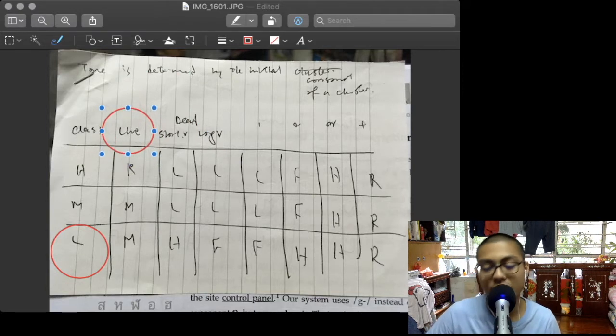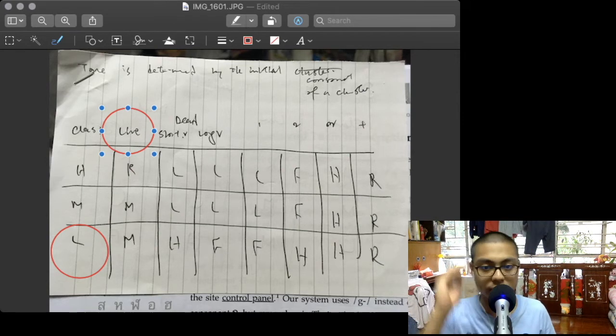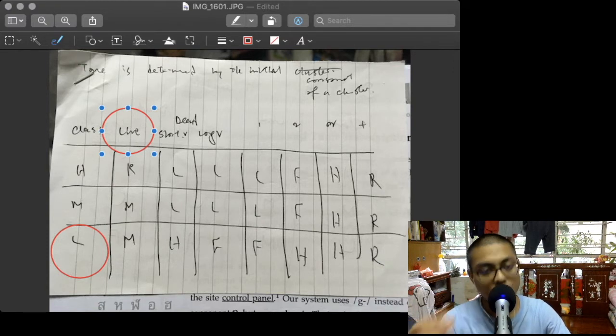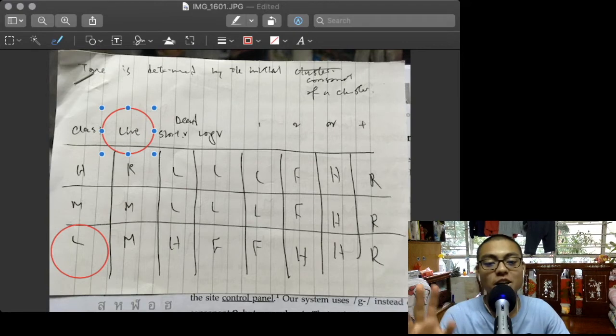What is life? Life sound means for each syllable, you can elongate the ending sound. Example, in English, two words: mom and dad. Mom has a life ending. Dad has a dead ending. I'm just focusing on the pronunciation only. It doesn't carry any other meanings, okay? So the word mom has a life ending.